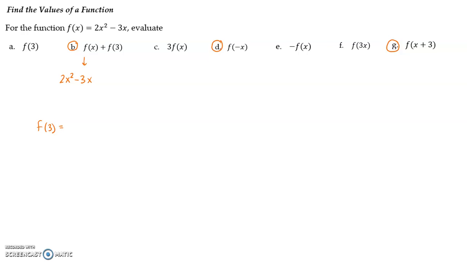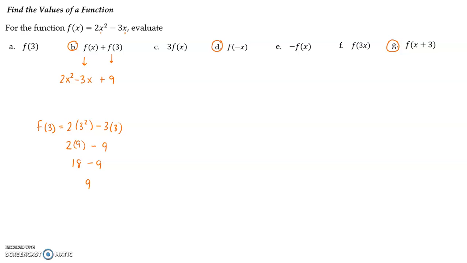That means we're going to be plugging in a 3 into our function each time we see an x. So we've got 2 times 3 squared minus 3 times 3. This is going to give us 2 times 9, which is going to give us an 18, and we'll be subtracting 9. So 18 minus 9 is 9. So in place of this f of 3, we have a positive 9. So f of x plus f of 3 is going to give us our final answer here of 2x squared minus 3x plus 9.